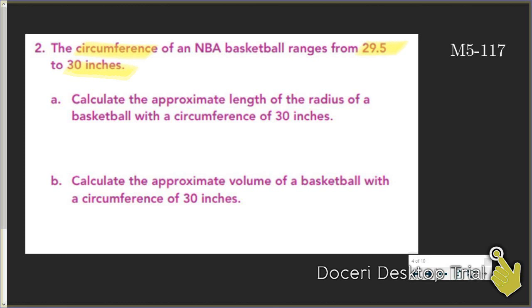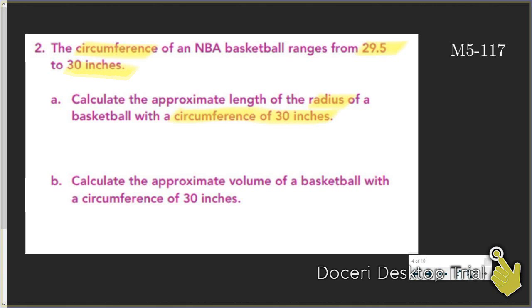So question A says, calculate the approximate length of the radius. Okay, we're looking for the radius if the basketball has a circumference of 30 inches. So that one tells us which to use. Because if we didn't know if it was 29.5 or 30, that would change our answer. It's telling us, okay, use the 30 inches. That's your circumference. Now let's work backwards and find radius.